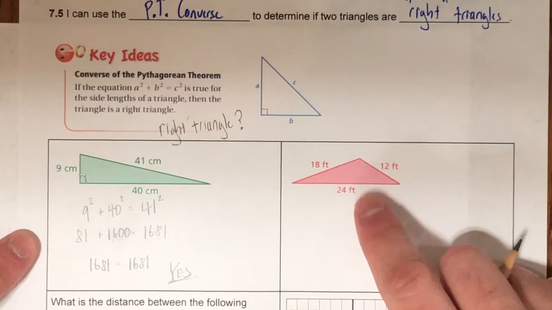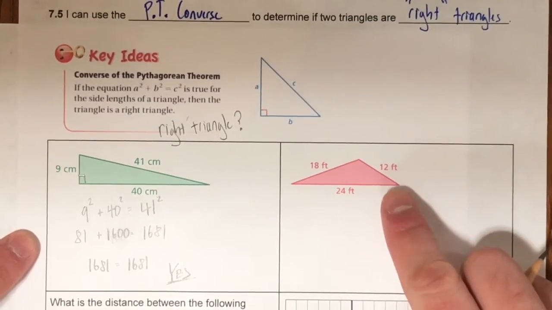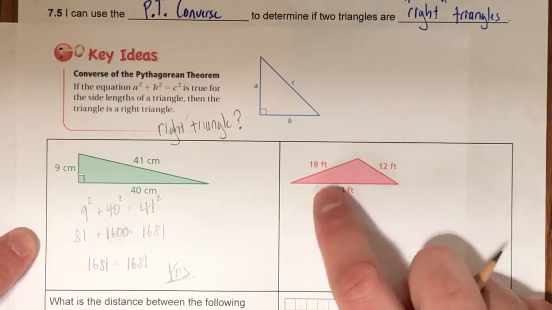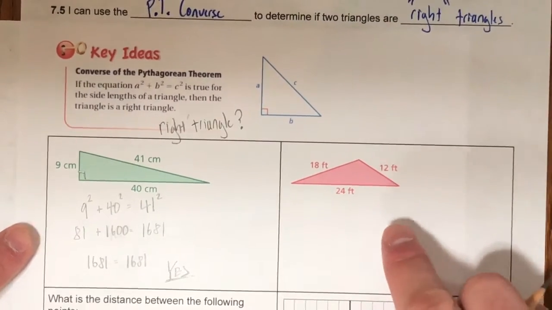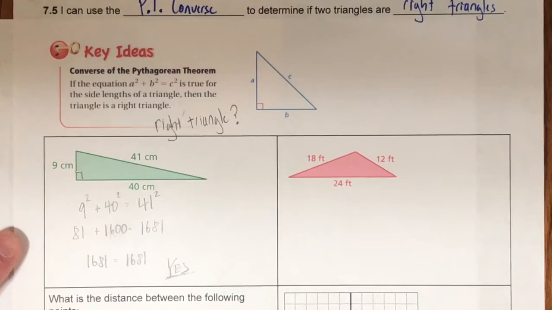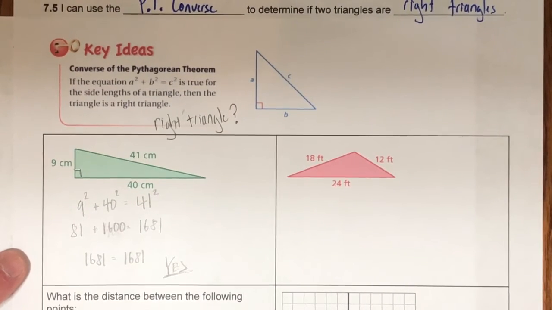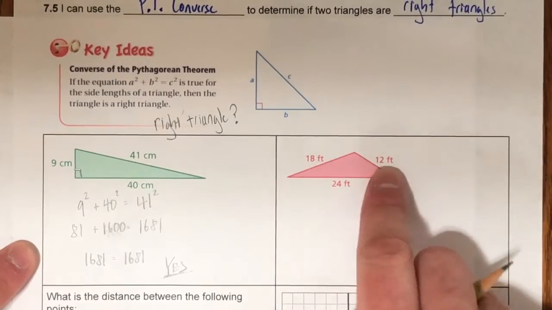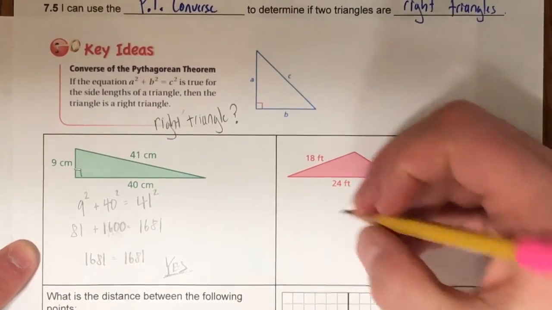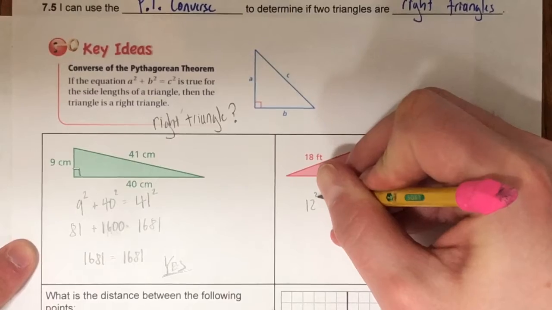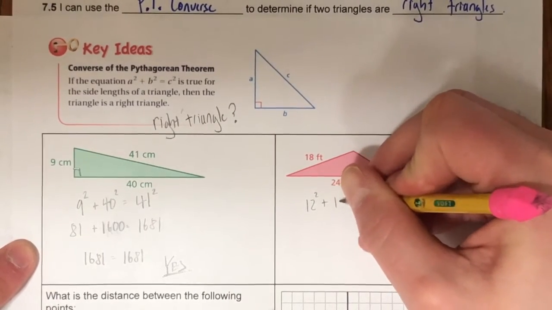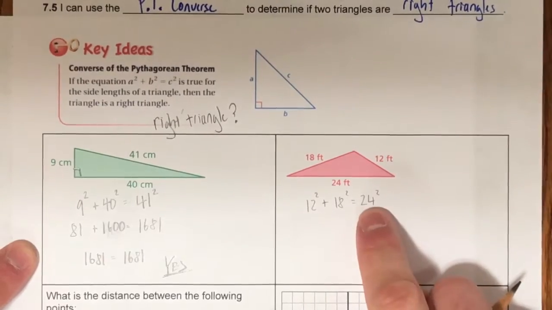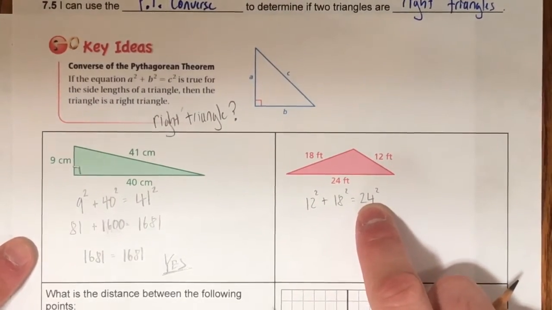Okay, if you want to try this on your own, by all means, pause the video and see if you can determine whether or not this triangle is a right triangle. And here's the solution. I'm going to use my two short sides for a and b. So I have a squared plus b squared equals c squared, c being the longest.